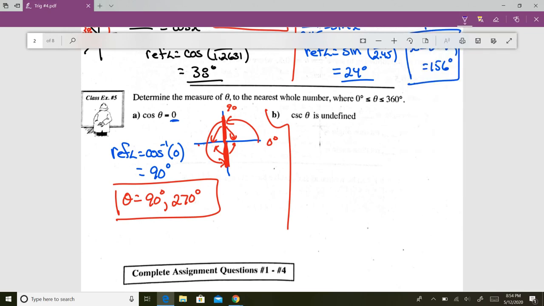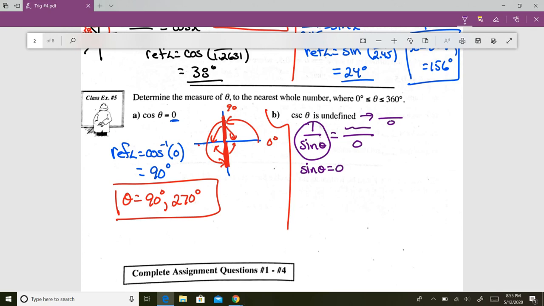Okay, cosecant is undefined. So what is cosecant? Cosecant is 1 over sine of theta, and it equals undefined. What does undefined mean? It means you're dividing by 0, right? We cannot divide by 0. I don't care what's up here. Do whatever, does not matter. Some number. When you divide anything by 0, it's undefined. So for this to be undefined, sine theta has to equal 0.